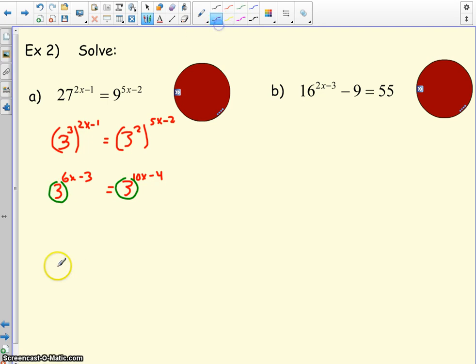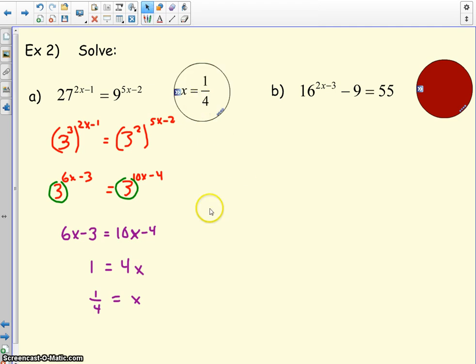So now this tells me that I can have 6x minus 3 equals 10x minus 4. And once we get down to that step, this becomes a much, much easier problem. We just got to get to that point. So this becomes something you would have solved back in grade 9. If you solve this, you're going to get 4x over here and 1 over here, so you get x equals 1 over 4. Okay, and again, I needed both sides with a single power under the same base.